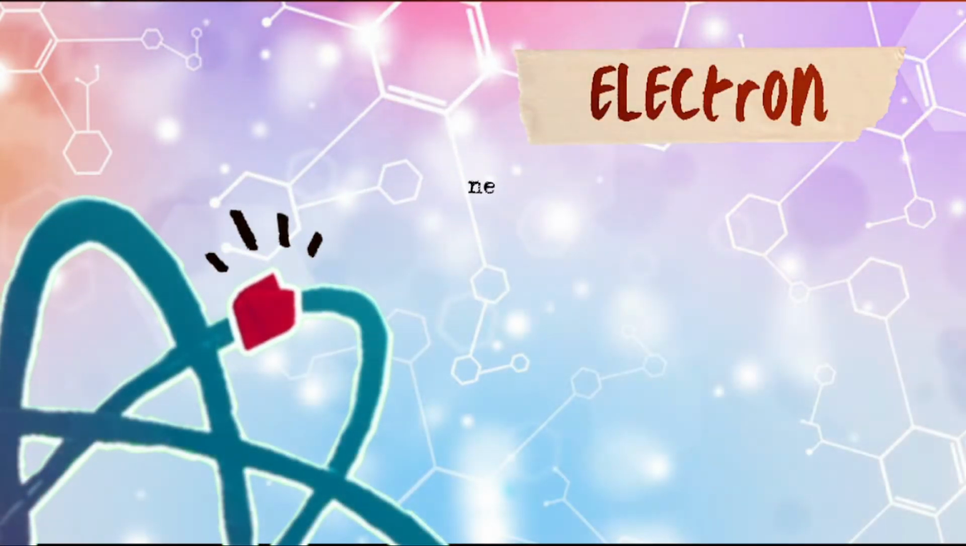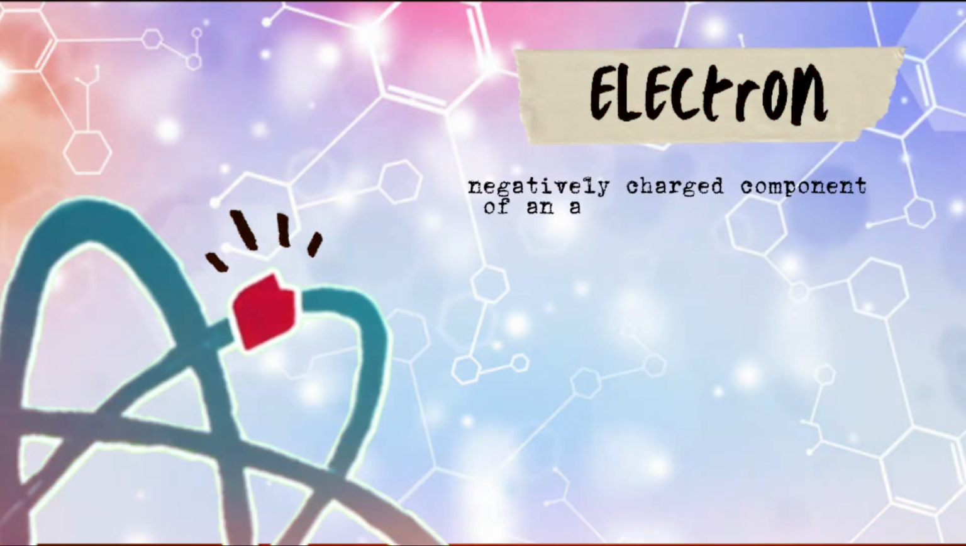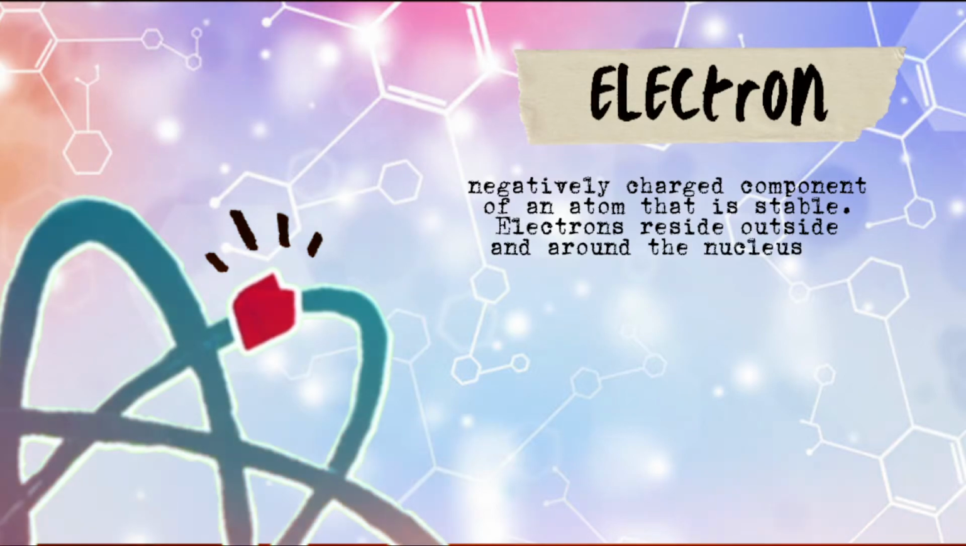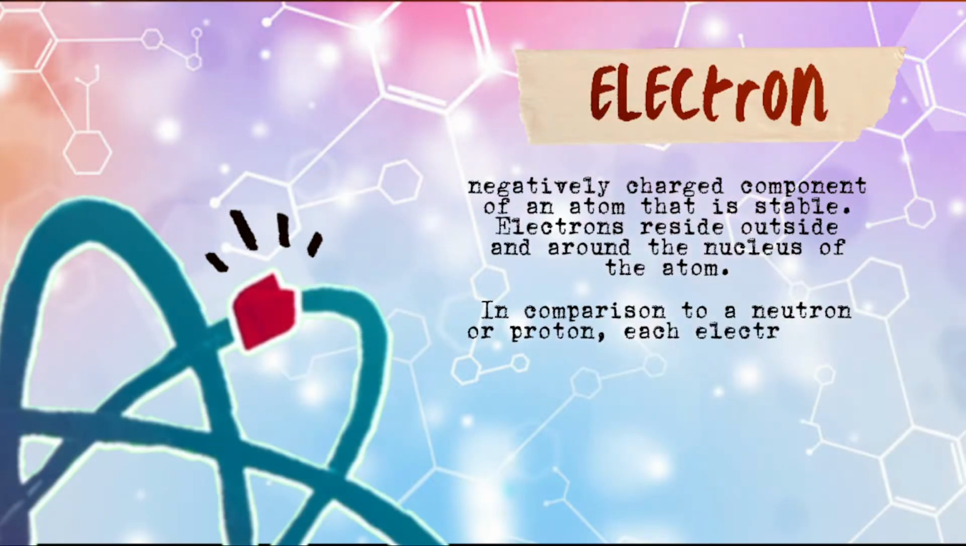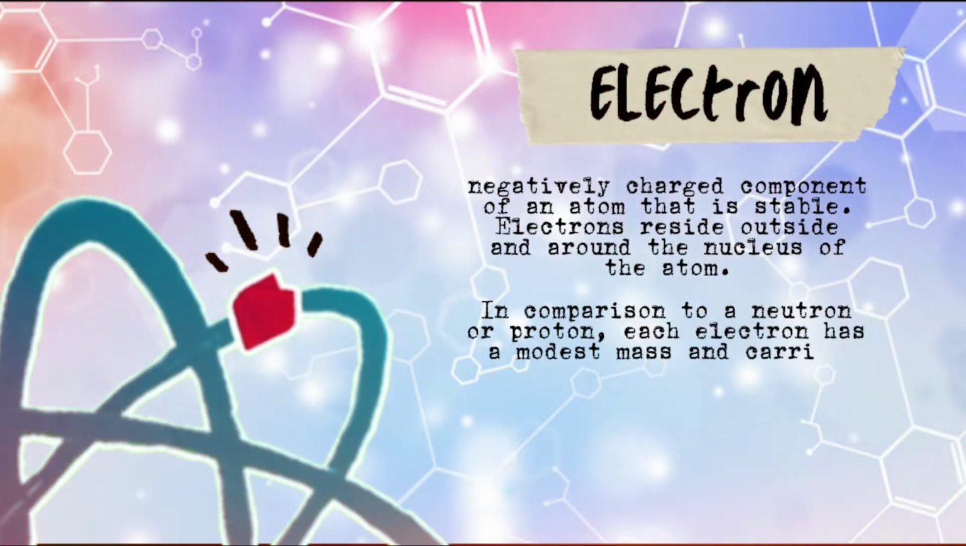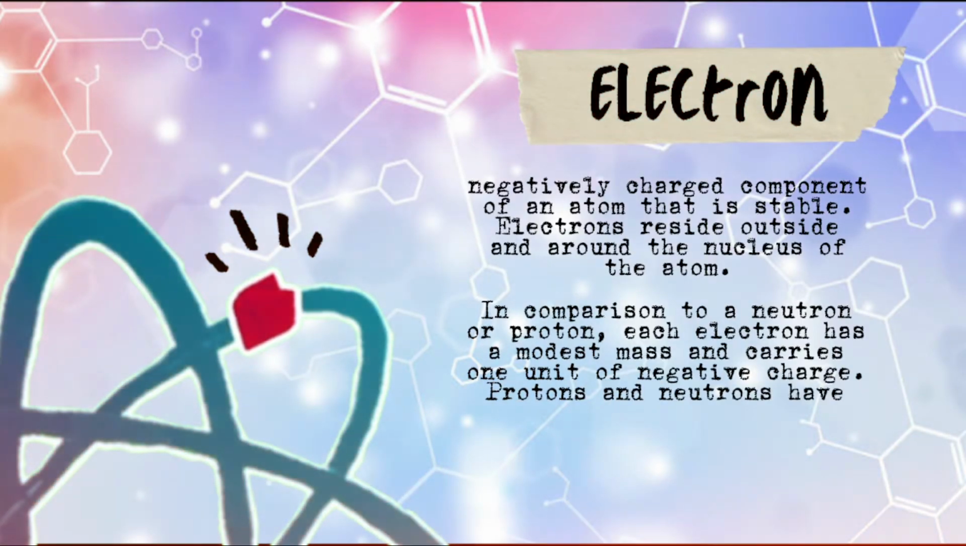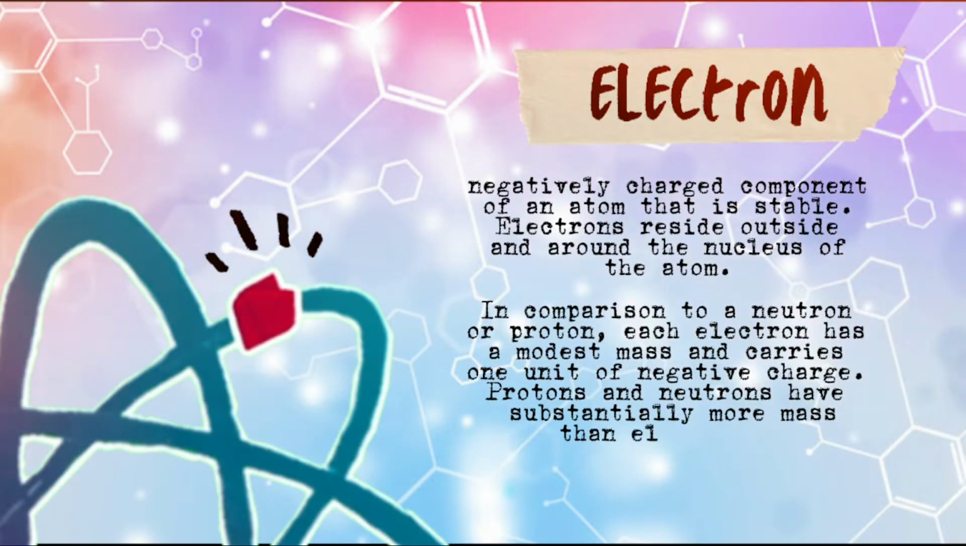An electron is a negatively charged component of an atom that is stable. Electrons reside outside and around the nucleus of the atom. In comparison to a neutron or proton, each electron has a modest mass and carries 1 unit of negative charge. Protons and neutrons have substantially more mass than electrons.